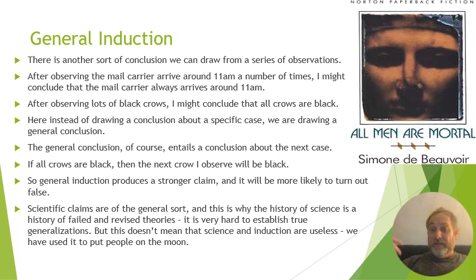If all crows are black, then certainly the next crow I see will also be black. So this is a much stronger conclusion, a much riskier conclusion to draw. But we do it, right? We do it in science all the time. And it's really hard to do general induction well, right?